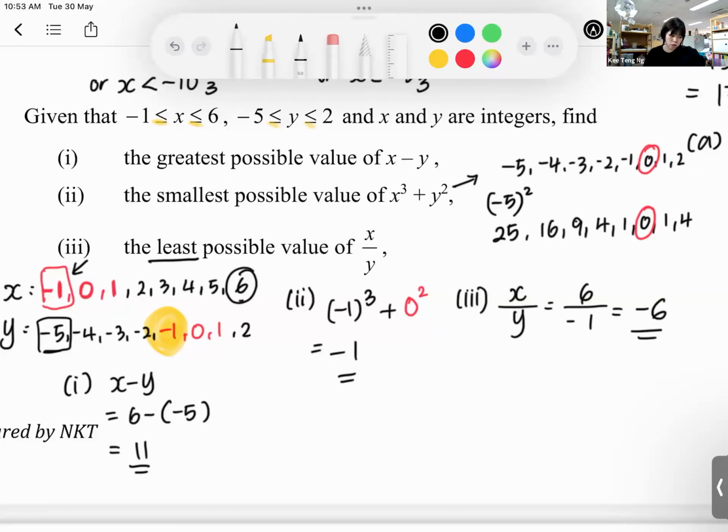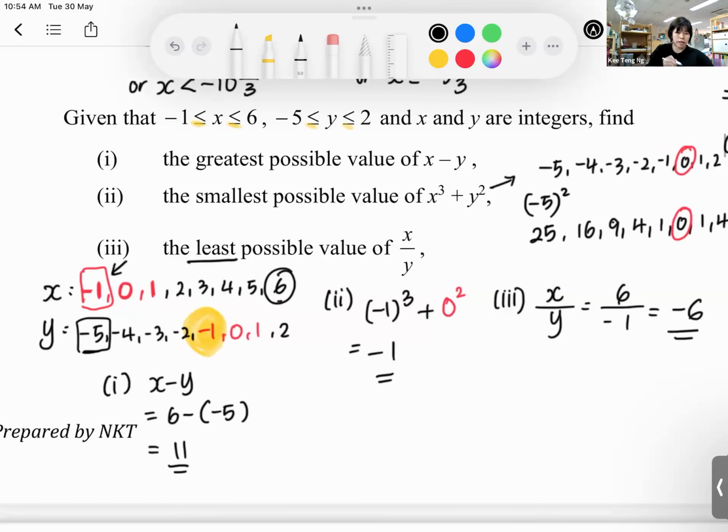Okay, so for this question, you need to do a little bit of trial and error. Then you pick the different answers. So always think of the few special numbers: -1, 0, and 1. They play a big part in changing your answers.